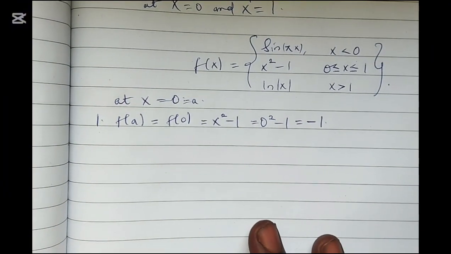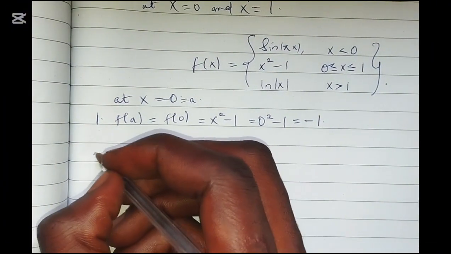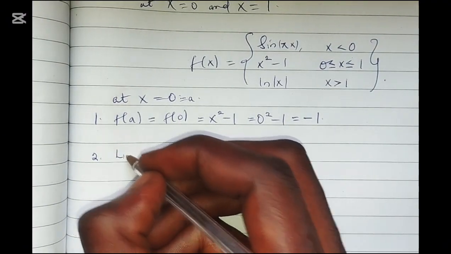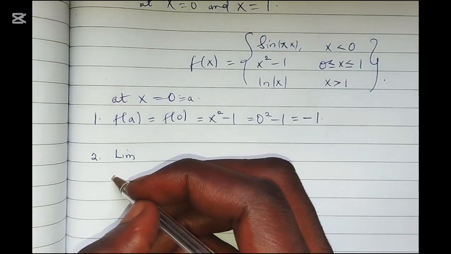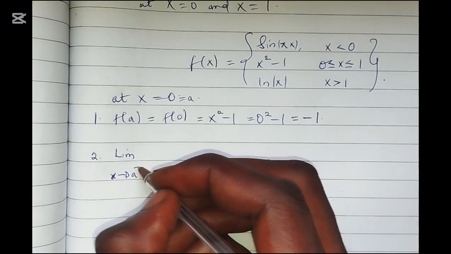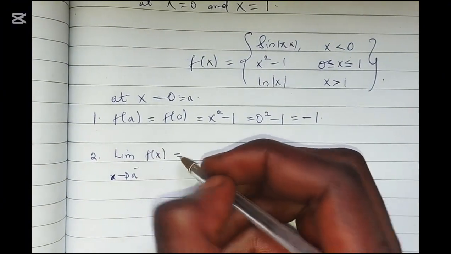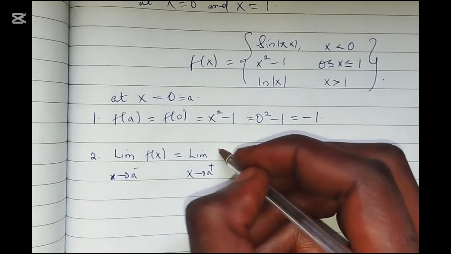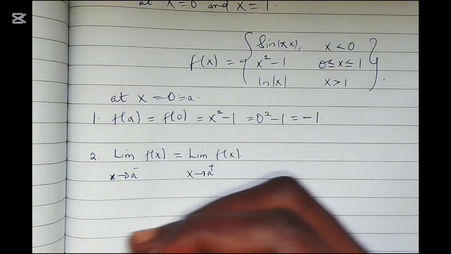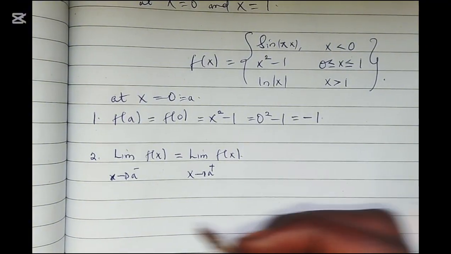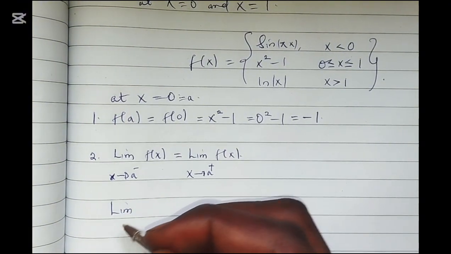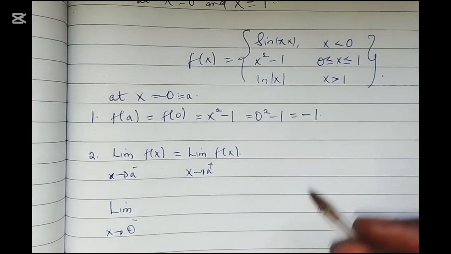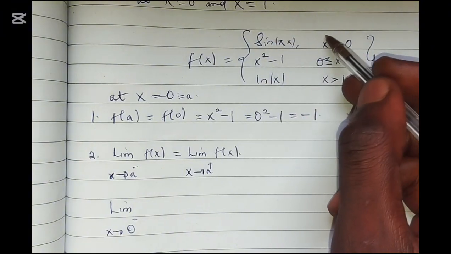That's our first condition. The second one says we should check if the limits are equal, the right hand side limit and the left hand side limit. That is, we should check if the limit as x approaches a from the left of f of x is equal to the limit as x approaches a from the right of f of x. We should check if these are equal. Now let us check. The first one says the limit as x approaches 0 from the left.